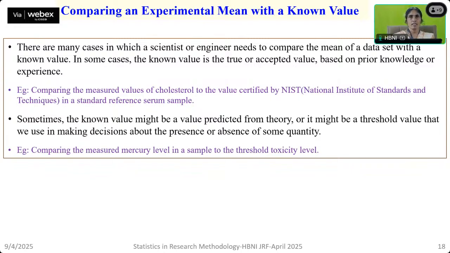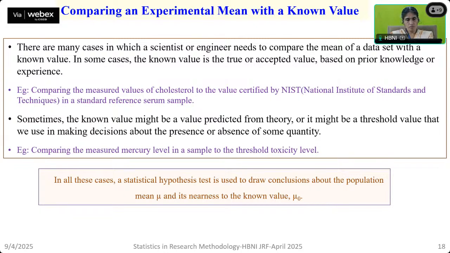Sometimes the known value is predicted from the theory, or it may be due to some threshold value. Then we do a one-sided Z test, provided the data has infinite contributors. Then we go for the Z test with the one-sided distribution. We had seen one-sided and two-sided symmetrical distributions of the Z table also. In all these cases, statistical hypothesis testing helps us take a conclusion from the observed mean value and its nearness to the known or accurate value of mu zero.